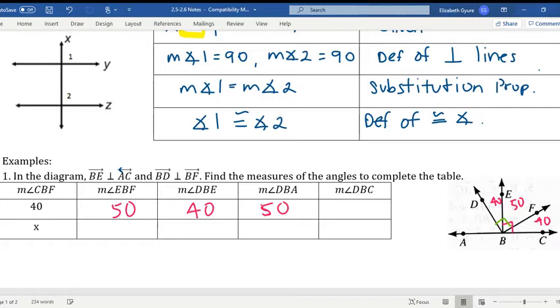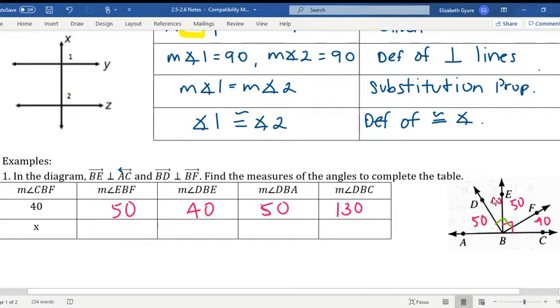And then the measure of angle DBC. Measure of angle DBC. Luke, how'd you get 130, Luke? Yep, add up all your parts. It's made up of a 40 degree, a 50 degree, and another 40 degree angle.